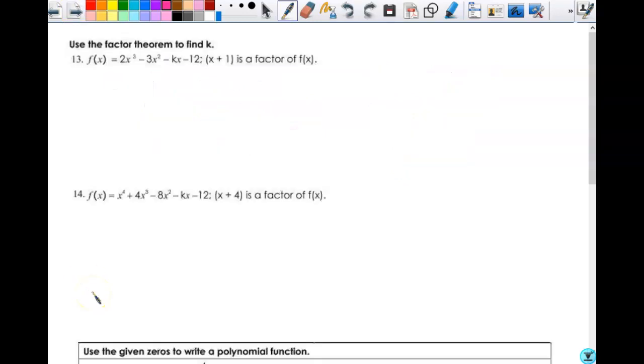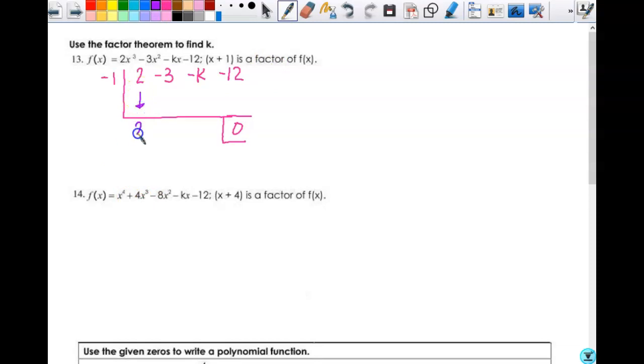All right, 13. Now I'm going to use the factor theorem, which is still synthetic division, so it kind of looks like we're starting the same way. I know that x plus 1 is a factor, so negative 1 goes out here. This is a cubic, so I need 4 terms: 1, 2, 3, 4. I've got 2, negative 3, negative k, negative 12. It didn't tell me about a remainder, but because it's a factor, it divides evenly, so my remainder is 0.